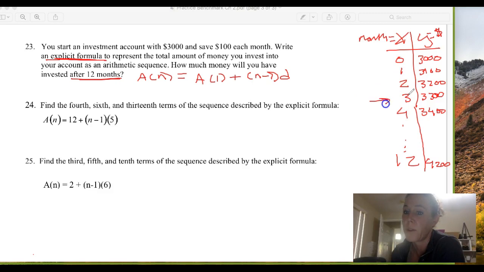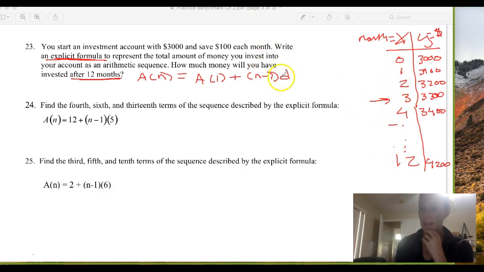So if I wanted my third term, I would start with my first term, and then I would add 3 minus 2 times the common difference. To get from the first term to the third term, I add my common difference of 100 twice. So that's why I do n minus 1 instead of doing n times the common difference. I don't want to get to my third term by adding my common difference 3 times. I get to my third term by adding my common difference twice. I get to my fourth term by adding my common difference 3 times. I get to my 12th term by adding my common difference 11 times.